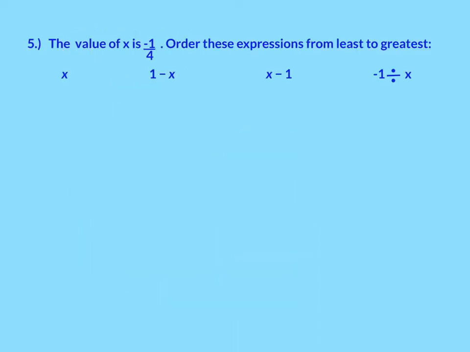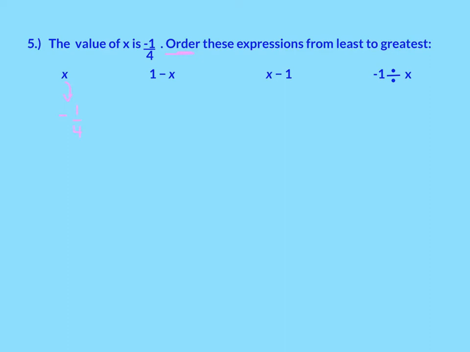Fun stuff. Next, the value of x is negative 1/4. Order these expressions from least to greatest. Well, before I can order them, I need to find out what each of them is equal to. So the first one is simple enough. It's just x, so that, of course, is negative 1/4.